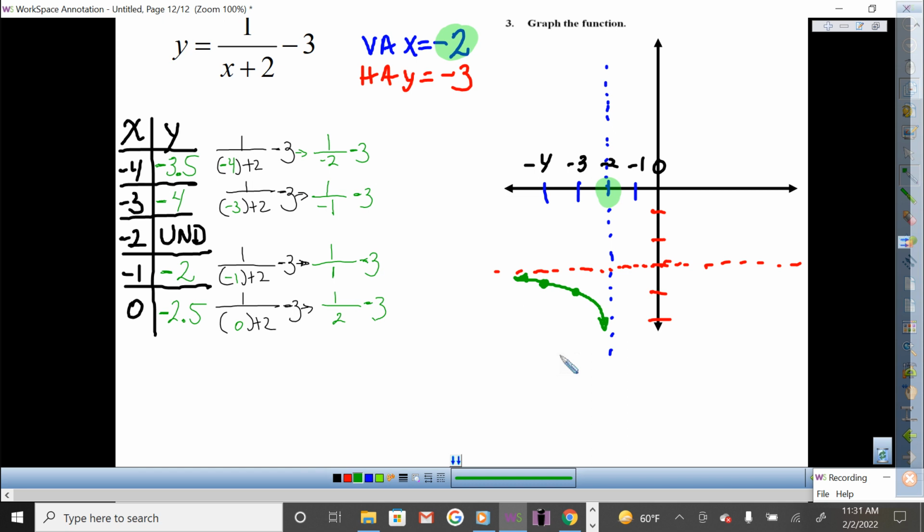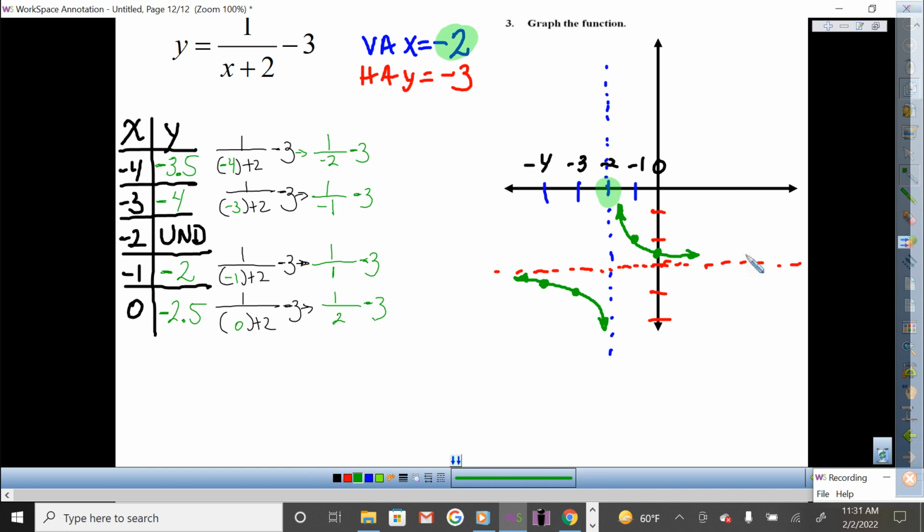All right, next, go to the other side. We got negative 1, negative 2. Negative 1, negative 1, 2. And then 0, negative 2.5. 0, negative 1, 2.5, which is right there. Once again, from left to right, as close as you can to the asymptotes. There you go.